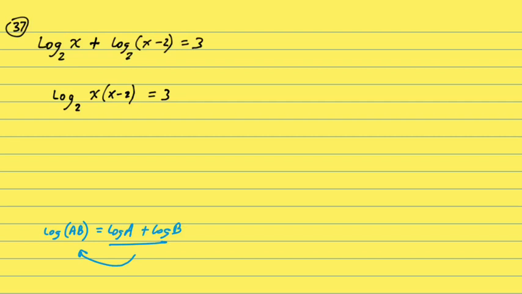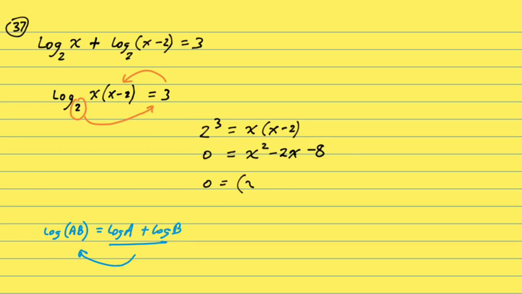Now we're going to do the fishhook thing, which is 2 raised to the 3 equals this. So it's 2 raised to the 3 equals x times x minus 2. When you distribute, that's x squared minus 2x. 2 to the third is 8. If I subtract the 8 over, it would make minus 8. How would this factor? Factors of negative 8 that add to negative 2. Negative 4 and positive 2, I think.